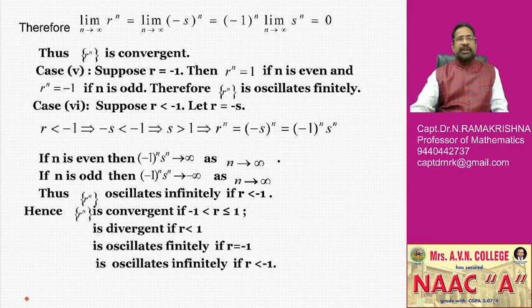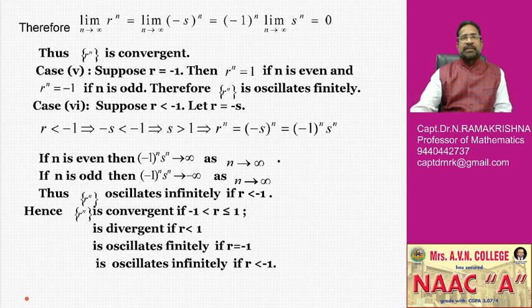Now case 6. If r is less than minus 1, then let r is equal to minus s. So r less than minus 1 means minus s less than minus 1, which implies s is greater than 1. So r power of n is (minus 1) whole power of n times s power of n. If n is even, then this tends to infinity as n tends to infinity. If n is odd, then it tends to minus infinity as n tends to infinity. Thus, r power of n oscillates infinitely if r is less than minus 1.